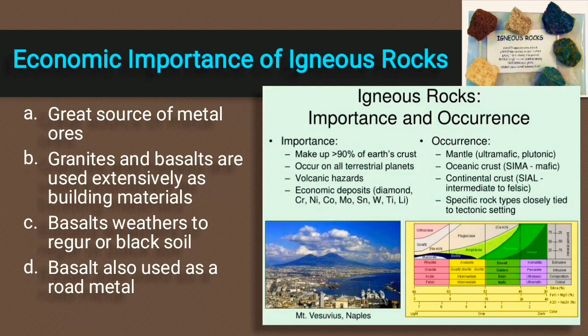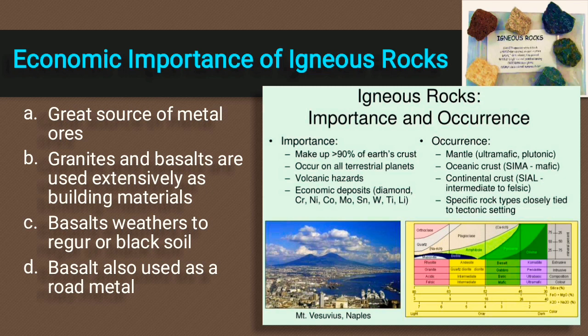Economic importance of igneous rocks. It is a great source of metal ores. Granites and basalts are used extensively as building materials. Basalts are also used as road material. Igneous rocks make up 90% of Earth's crust, and they occur in all terrestrial planets.